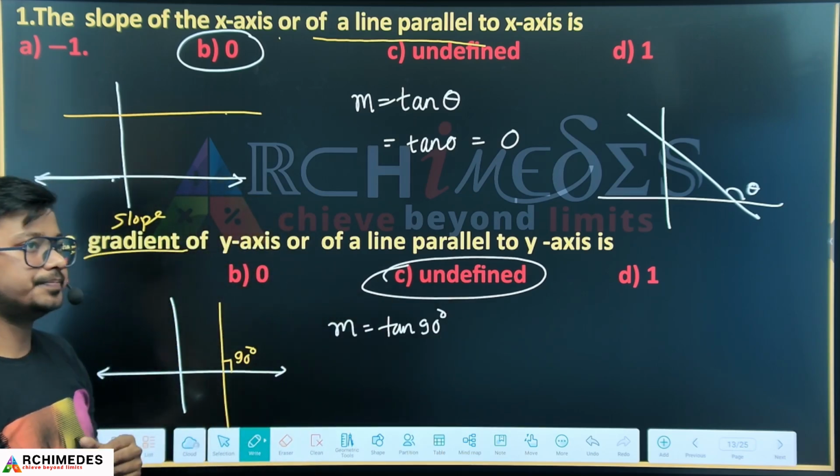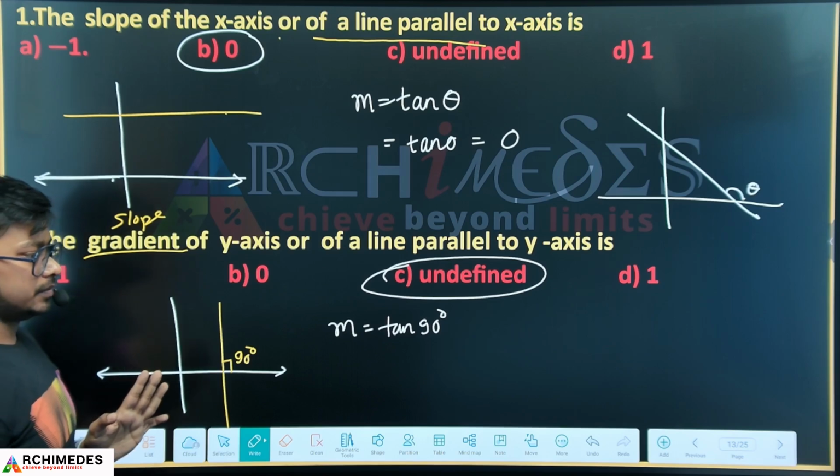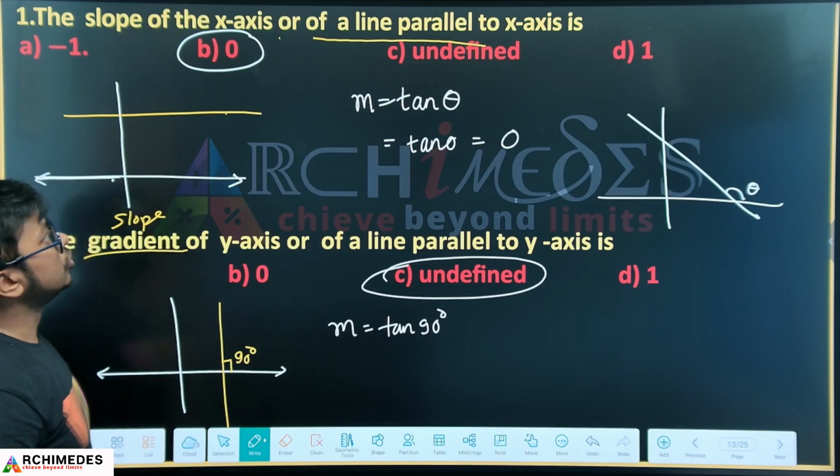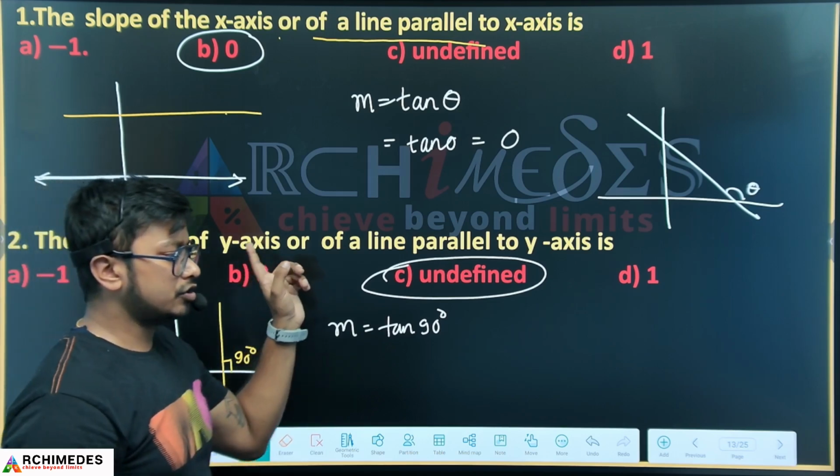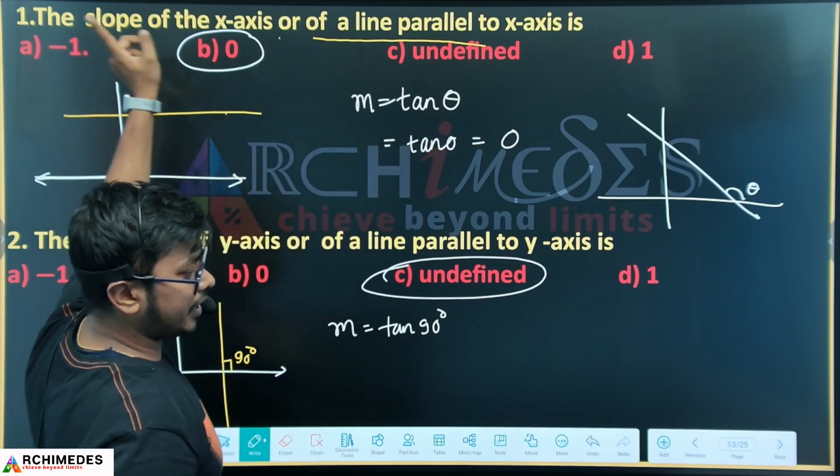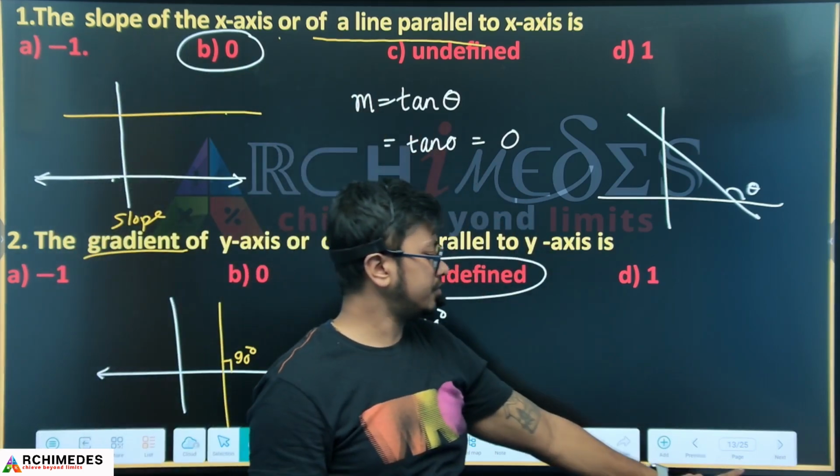Any doubt up to here? Clear? Slope of the x-axis, clear? So you just give the number only, okay, and write down the answer. Later I'll send you the PDF for the questions.